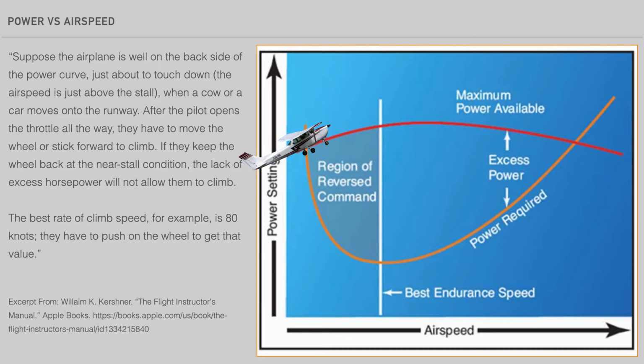If they keep the wheel back at the near stall condition, the lack of excess horsepower will not allow them to climb. The best rate of climb speed, for example, is 80 knots. They have to push the wheel forward to get that value. Now let's look at the animation, which illustrates the same idea.